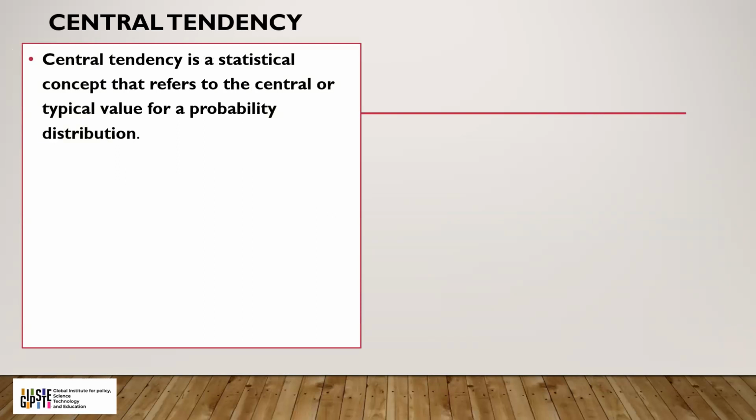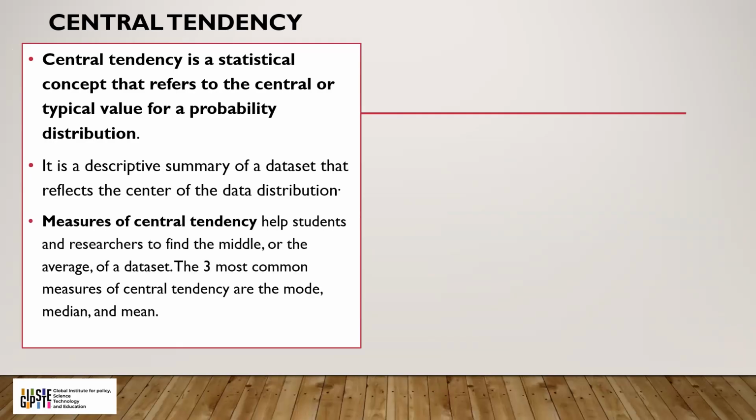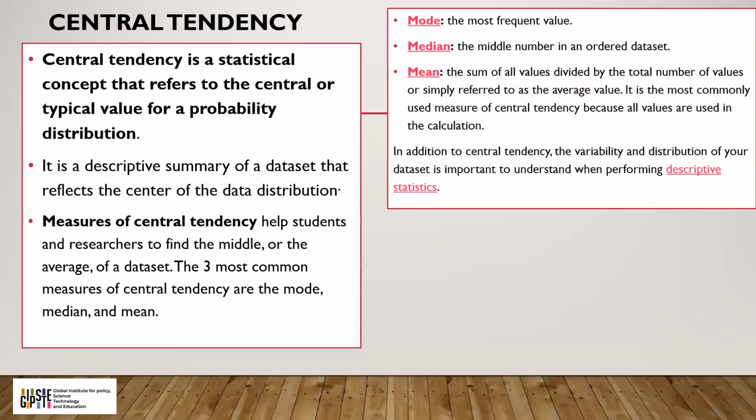Now, what is central tendency? Central tendency is a statistical concept that refers to the central or typical value of a probability distribution. It is a descriptive summary of a data set that reflects the center of the data distribution. Measures of central tendency help students and researchers to find the middle or the average of a data set. The 3 most common measures of central tendency are the mode, median, and mean.